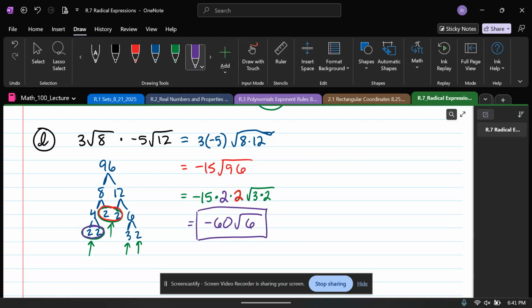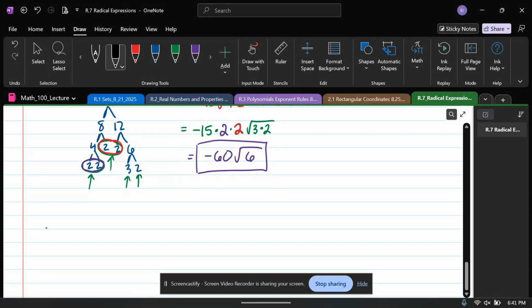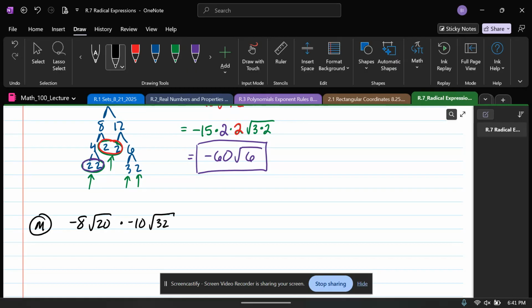A lot going on when there's multiplying with stuff on the outside and on the inside. Let's do one more. See if we can get this one. Negative 8 radical 20 times negative 10 radical 32. What's on the outside? Negative 8 times negative 10. On the inside, I got 20 times 32.